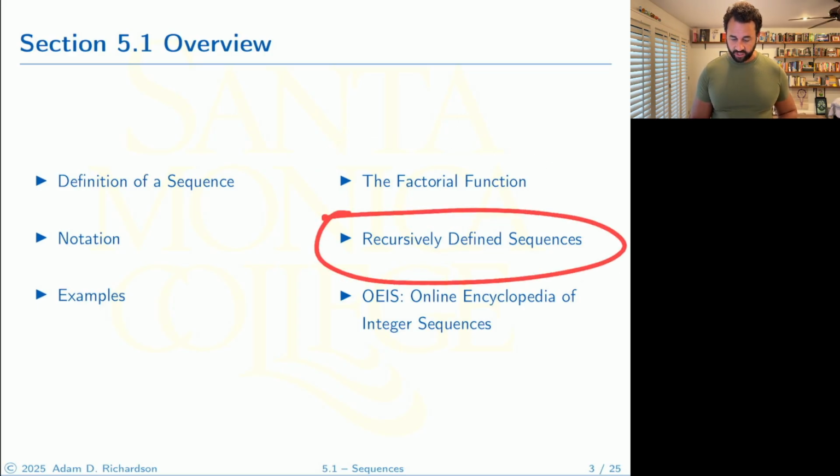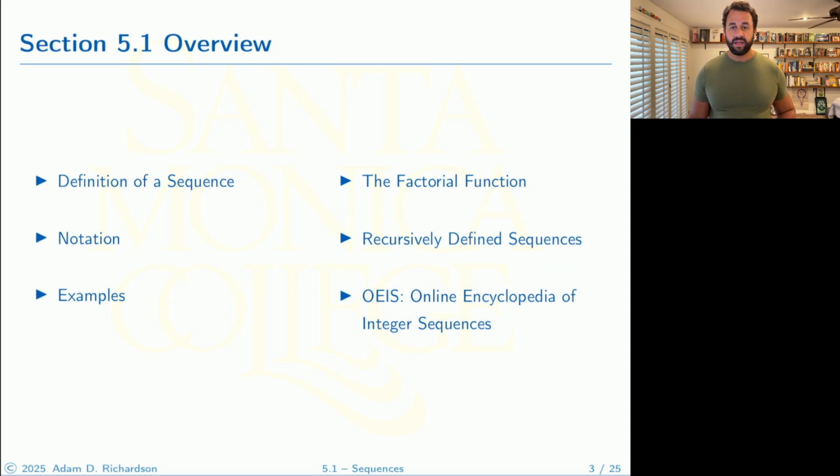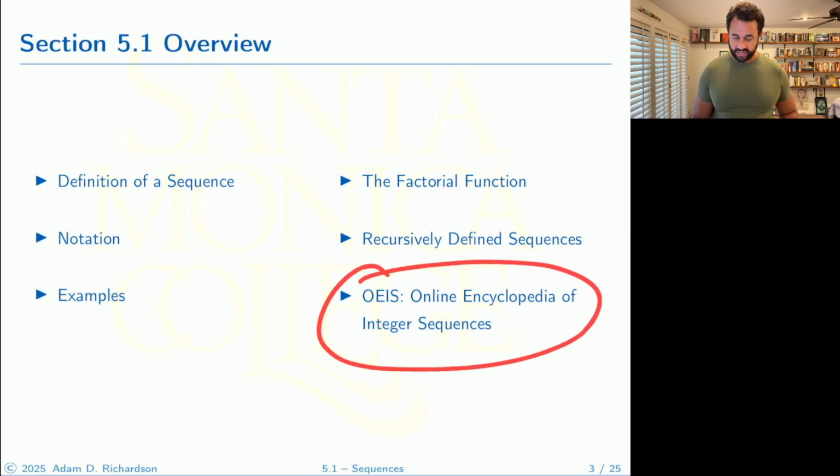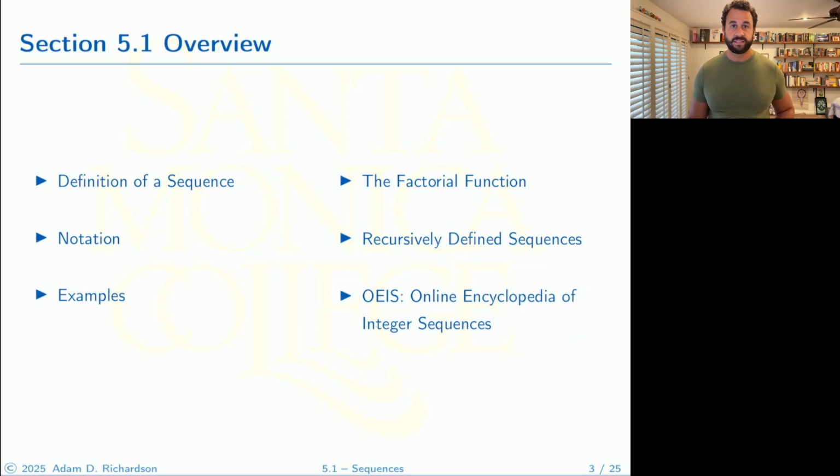Then we're going to talk about recursively defined sequences, and I'll leave you with a helpful resource called the Online Encyclopedia of Integer Sequences. It's basically a free archive of integer sequences. So if you come up with one on your own, you can check to see if it's listed there, and maybe it's not. If it's not, you can submit it to them and they will include it in the archive.